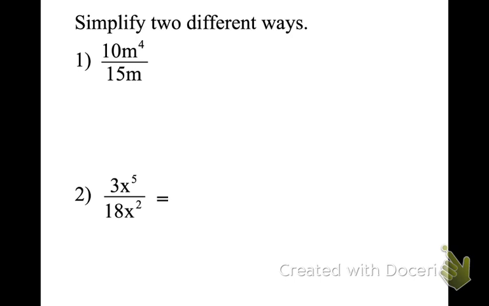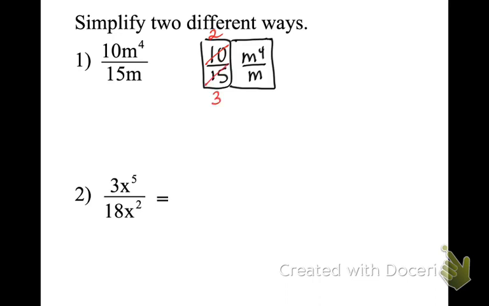Here's how you're realistically going to get your questions, and they're going to ask you to simplify. I want you to think of this like two problems: 10 over 15 and m to the fourth over m. It's really one problem, but think of it like two separate problems. Numerically, what's the greatest quantity I can divide out of both the numerator and the denominator? 5. So when I take 5 out of 10, I'm left with a 2. When I divide 5 into 15, I'm left with a 3.